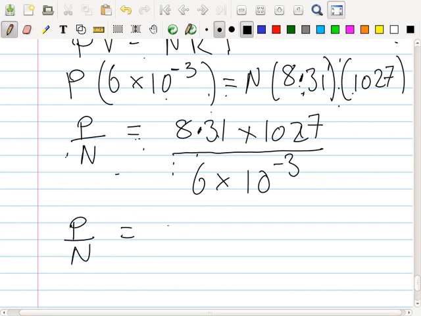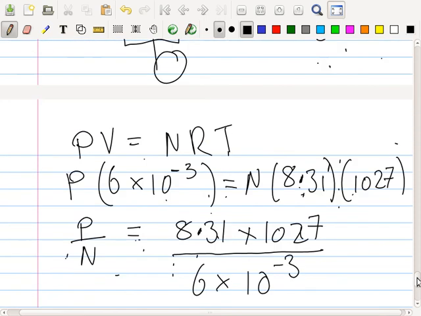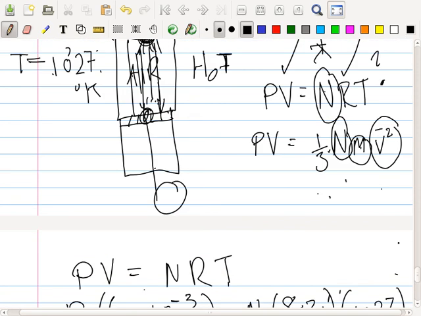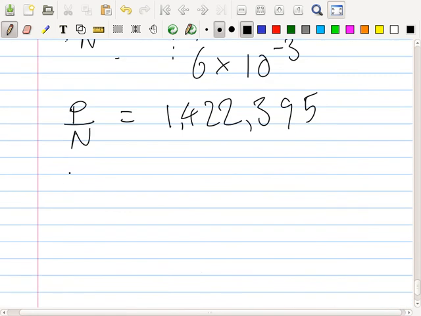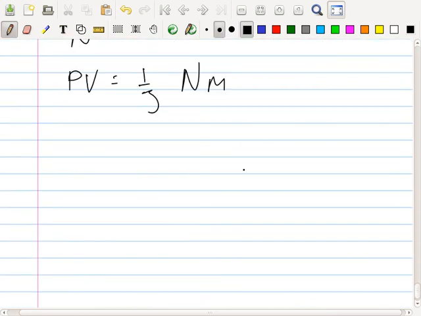It's 1422395. What is it? 1422395, like this? Yes. Okay. Now let's put my information into the other formula. PV equals 1 over 3 NMV squared. PV equals 1 over 3 NMV squared. Okay?